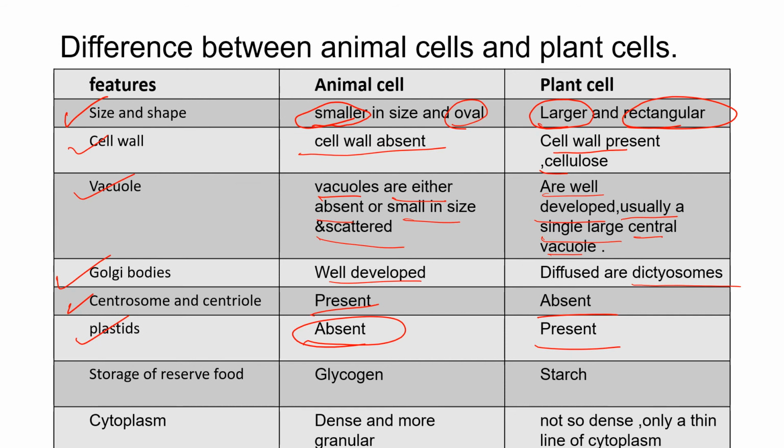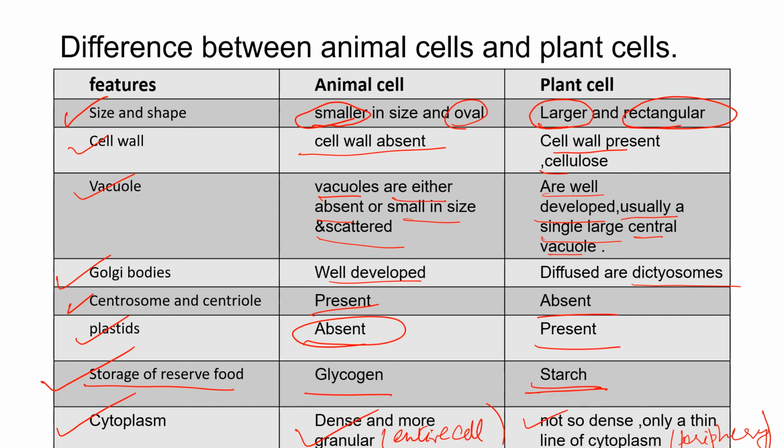Now we are going to discuss the storage of reserve food. The reserve food is stored in the form of glycogen in the animal cell and it is stored in the form of starch in the plant cell. Now, the cytoplasm of animal cells is very dense and more granular and it fills the entire cell. Whereas in the plant cell, the cytoplasm is not so dense and it is mainly found in the periphery region, the outer lining.